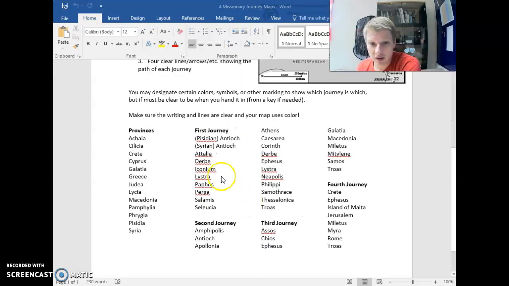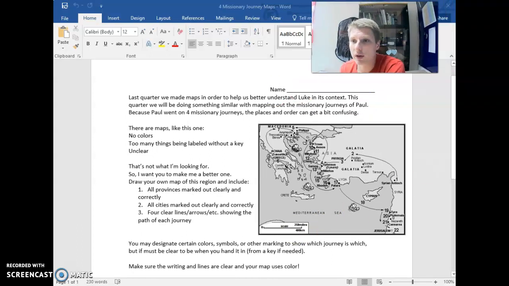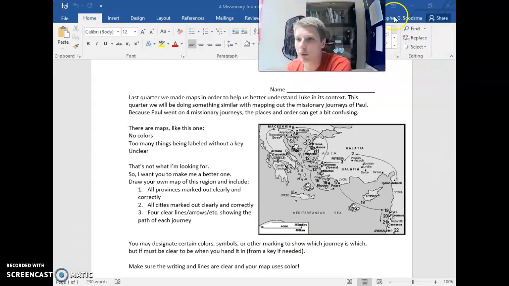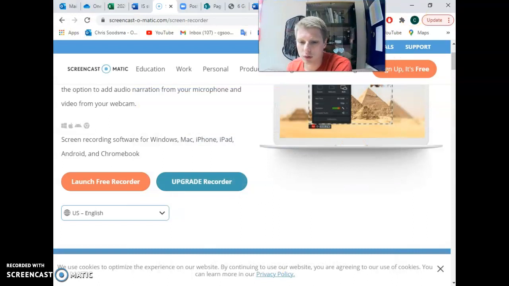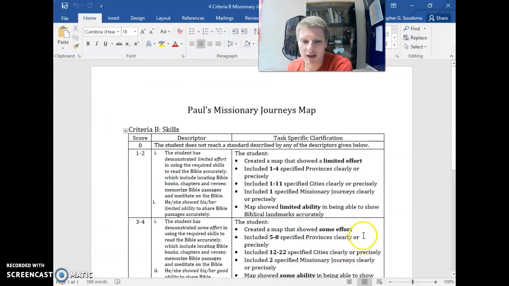These are the provinces on the far left here, and then first journey, second journey. But you need to go to the Bible or your notes, your summaries that you've created, and put those in there. Now I'm just going to move this over. Oops, that's the wrong one. We're going to this one right here.